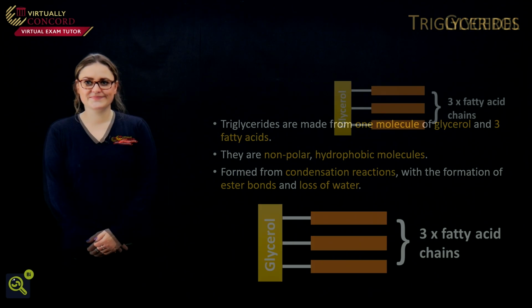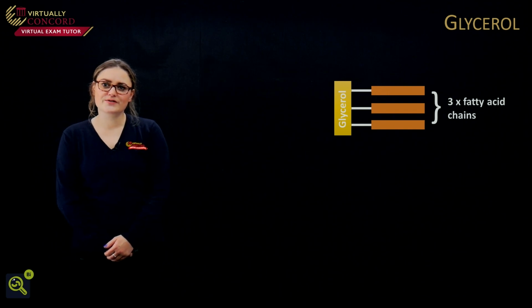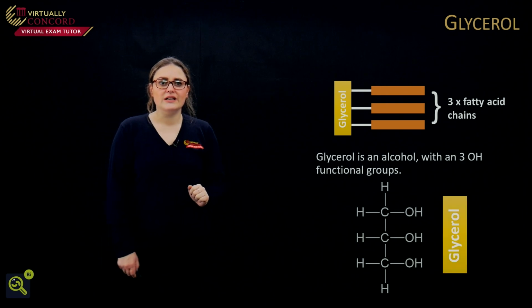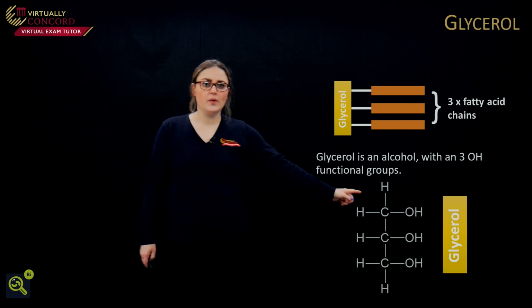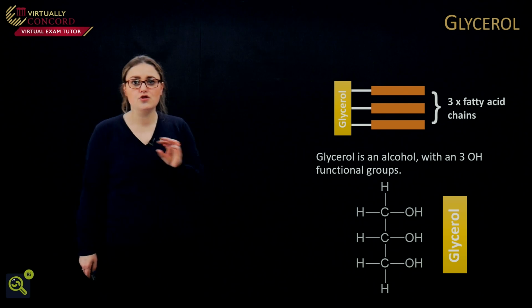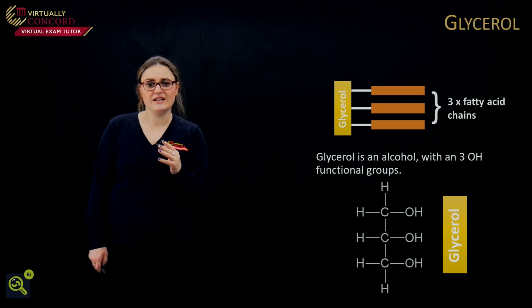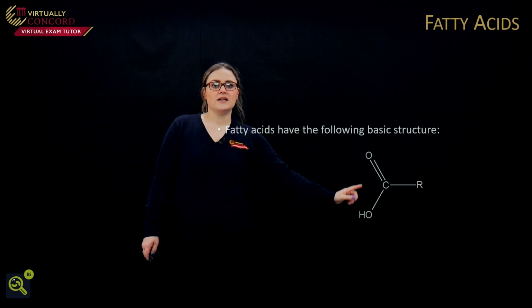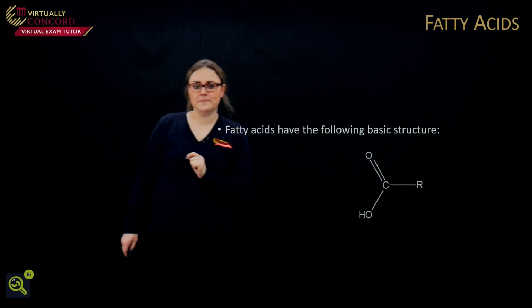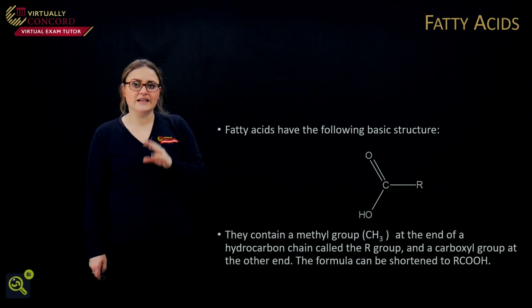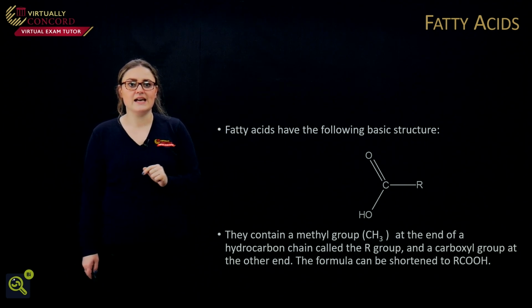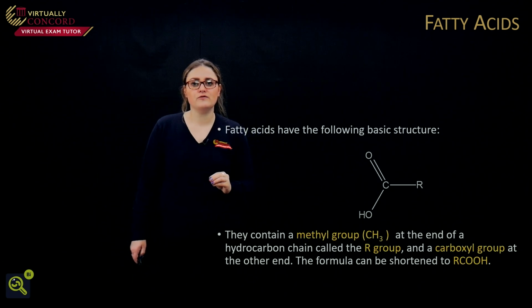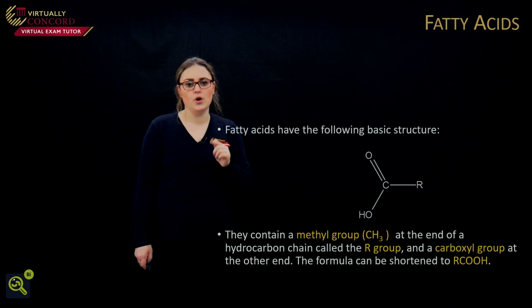ester bonds. So let's have a look at the individual components of your triglycerides, starting with glycerol. So glycerol, as you can see here, is an alcohol. So it has 3 OH functional groups down the sides, and those are the part that form the ester bond with your fatty acids. So fatty acids have the basic structure of OH here, C, double bond to an O, and an R group. The R group often is a long hydrocarbon chain finishing in a methyl group, and it has this carboxyl group at the end, so that formula is usually shortened to RCOOH.